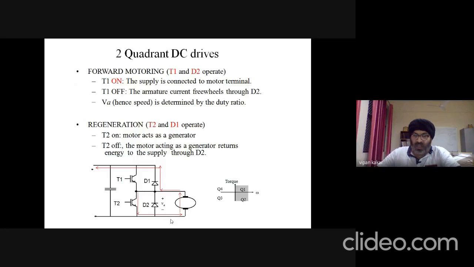So it is actually not working as a motor now, it is reversing its supply of current back to the input supply, back to the input battery. So it is supplying the current back into the battery. So now it is acting as a generator. This motor is now acting as a generator, supplying back the energy.